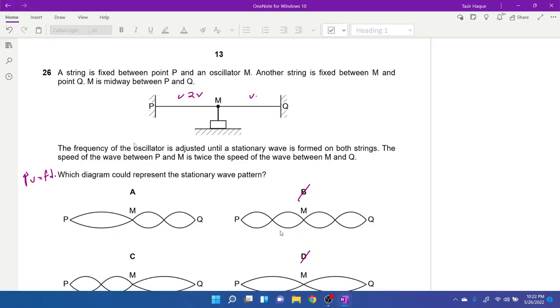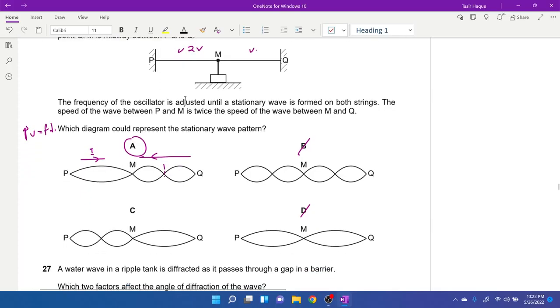Basically, since it has greater speed, it travels the same distance in shorter time. So think about Q. Q takes 2 oscillations to travel to M, but P only takes 1 oscillation. That's why A is the best answer. Do you guys get it? That's the logic behind this.